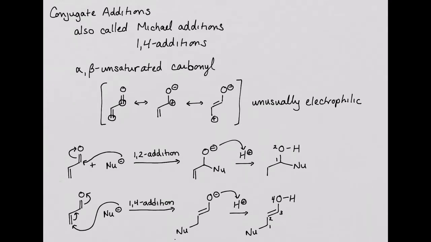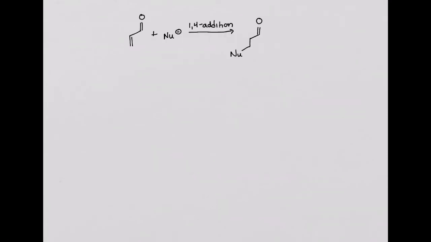Remember that the enol under acidic or basic conditions will tautomerize to give the keto form. Therefore, the overall addition for a 1,4 or Michael addition is the addition of a nucleophile to the beta position of a carbonyl.